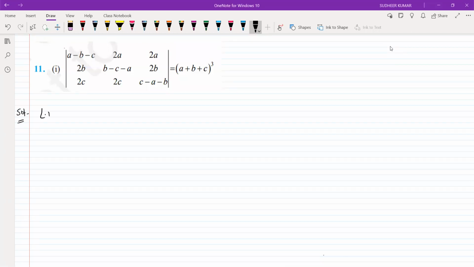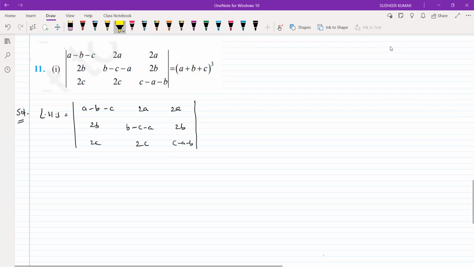Let us start with LHS. LHS is A minus B minus C, 2A. This is also 2A. This is 2B, B minus C minus A, 2B, 2C, 2C, C minus A minus B. So this one is also the same. On the right side we need A plus B plus C whole cube.